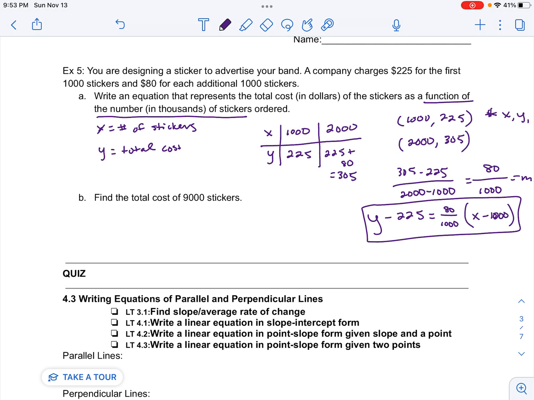Now for part B, I am supposed to figure out the total cost of 9,000 stickers. So x is 9,000, y I'm trying to figure out. So you just have to take that x and sub it in here and then solve. Okay, so I have y minus 225 equals 80 over 1,000 times 9,000 minus 1,000.